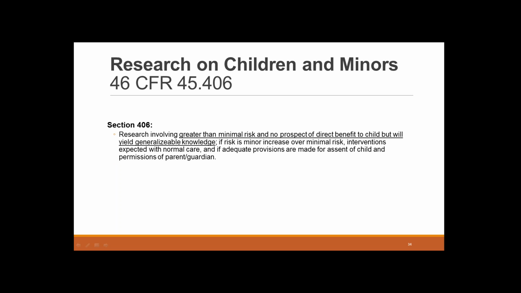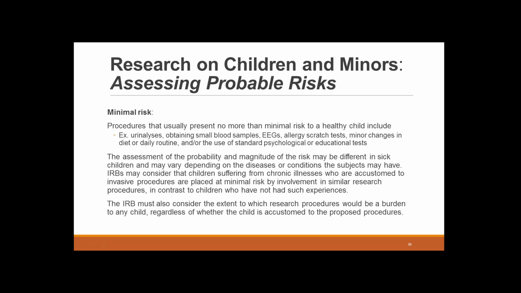The third section is greater than minimal risk and no prospect for benefit, but it will help generalizable knowledge, and we clearly have studies like that. Last of all, this is one where we're just helping the public, and this one requires the Secretary of DHHS to agree to the study. So this one really gets bumped up. I've heard of this being used once, and it's probably been used more. I don't know that it's ever been used at UAB, but again, we really have written a lot of regulations to protect children.